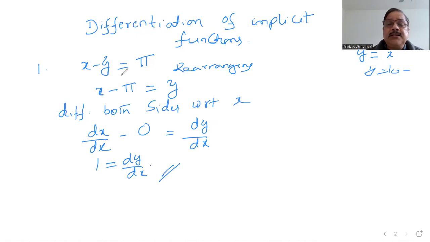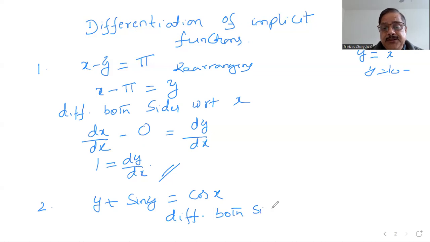This is an implicit function, it's a simple sum. That's why we could do it easily. Next sum we will do: y plus sin y is equal to cos x. This is also implicit because here two y's are there. y is not clearly given to us. So we have to differentiate such sums now. Let us do differentiation directly.